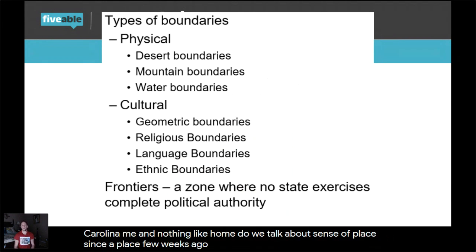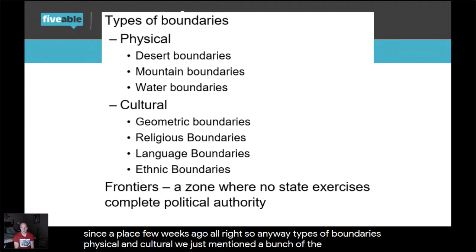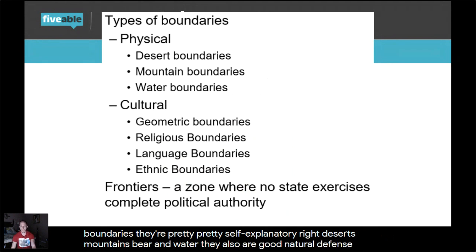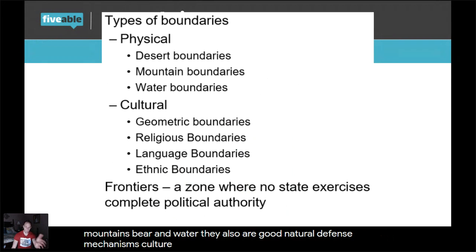All right. So anyway, types of boundaries: physical and cultural. We just mentioned a bunch of the physical boundaries. They're pretty self-explanatory, right? Deserts, mountains, and water. They also are good natural defense mechanisms. Cultural boundaries are perhaps a little bit more complicated.